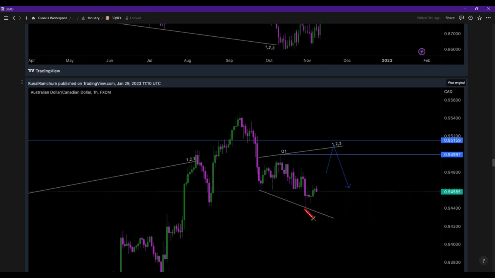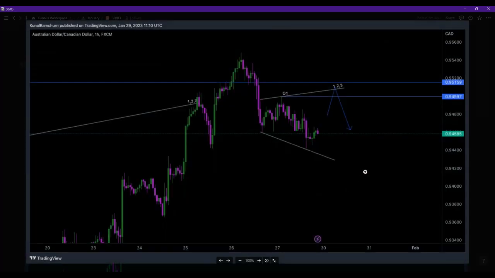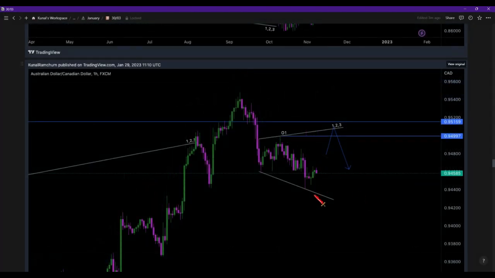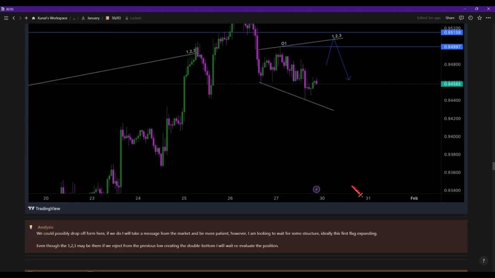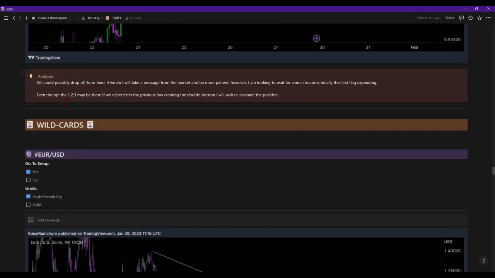Now this was actually the one that's just been correcting, so it's somewhere down here now, which is completely fine, because we've literally broke below this line here, which is where I wanted to see price. Now if price can just kind of correct down here, I'll be looking to go short and continue to the downside. If we can pull back up here, then it's one I'll evaluate, just because it's a little bit more messier than it was originally.